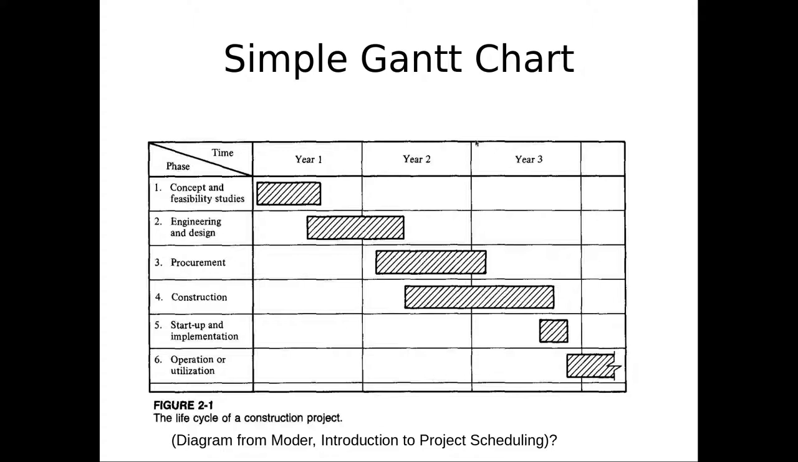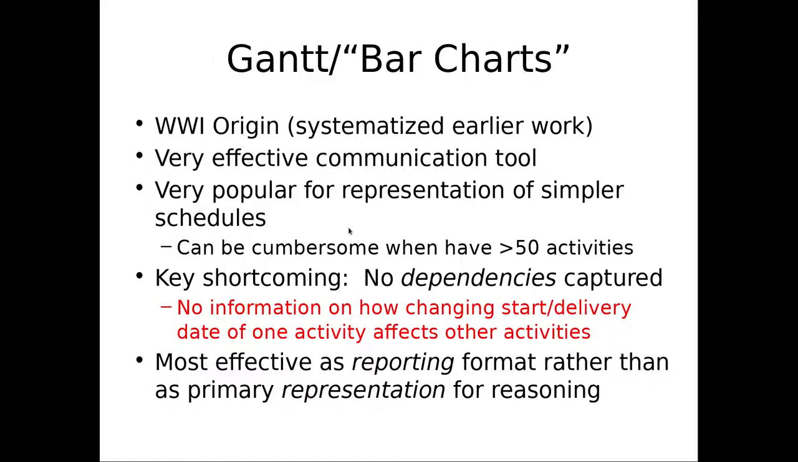So this kind of maps out for different times. Maybe this is week one, week two, week three. Maybe this is days, maybe it's years. But the point is you highlight for different activities when they're taking place, right? And so this is saying the concept of feasibility studies are taking place through this, and they're going to overlap a little bit in time with engineering and design. And it kind of gives you a sense of what's going on when, right?